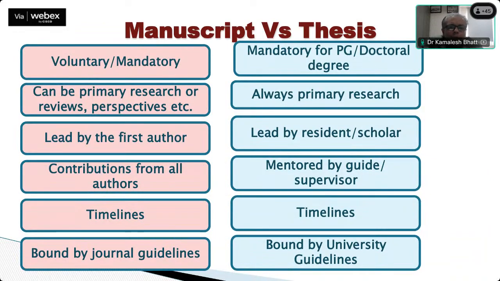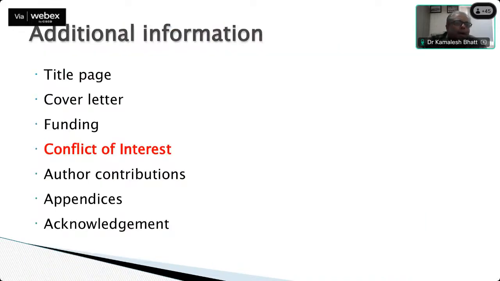Okay, now I'm not going into the detail of the manuscript and the thesis, but one can take a snapshot of this. Yes, additional information: whenever you are submitting a manuscript, there is one title page followed by the cover letter. Then there is the section on funding. So what is the funding source? Is there any conflict of interest? And now the majority of journals ask what the contribution of each and every author is, and for appendices. Suppose there is any questionnaire or case record form, it should be in the appendices.